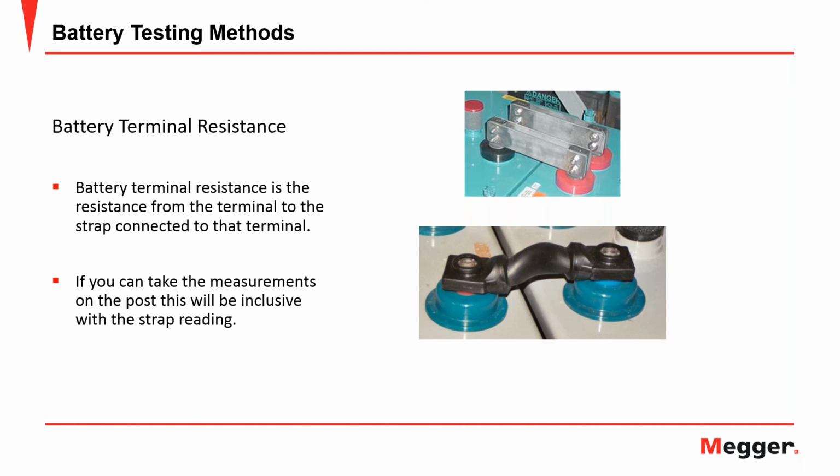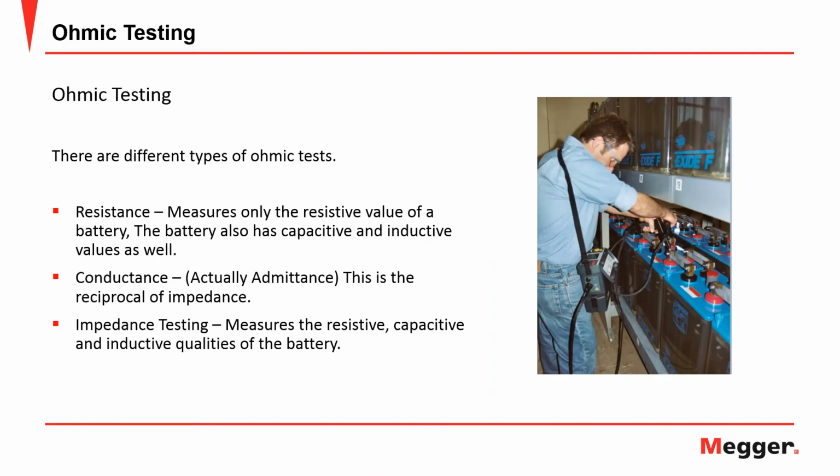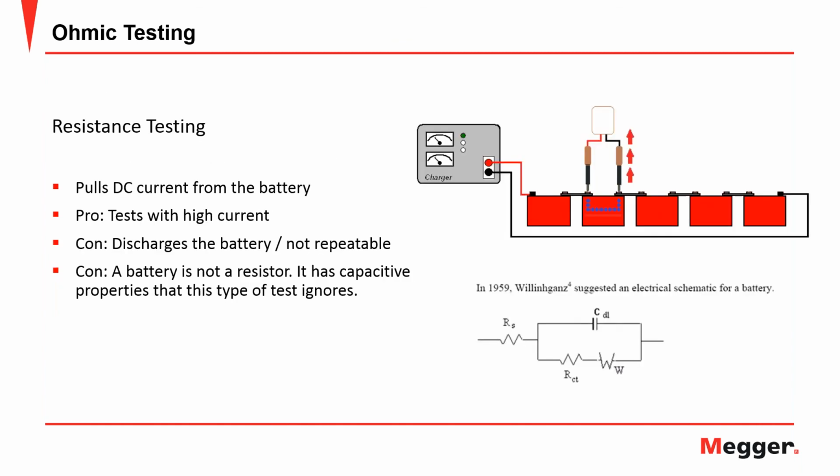Now, ohmic testing. There are 3 different types: resistance, conductance, and impedance. Resistive style ohmic testing draws a lot of current from the battery and looks at the voltage drop across it to calculate the resistance. The pro to this is that it tests with high current, so it's good on large batteries. The con is that it discharges the battery, so it's not a repeatable test. If you slip or have to retake a measurement, you do have to make sure that the battery is recharged.